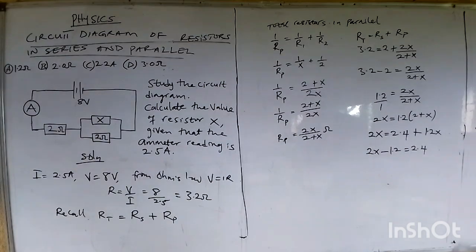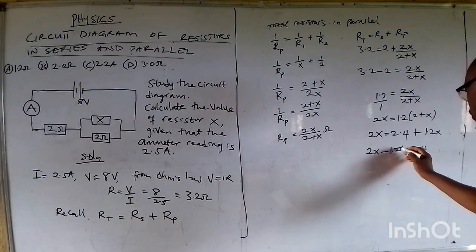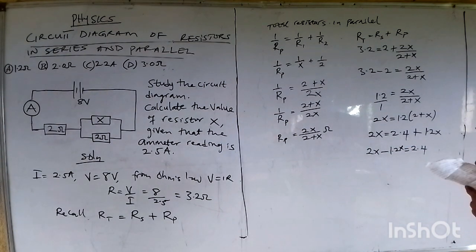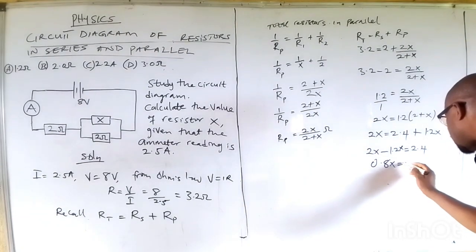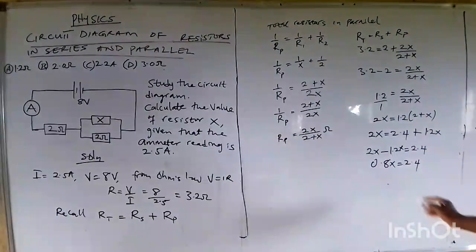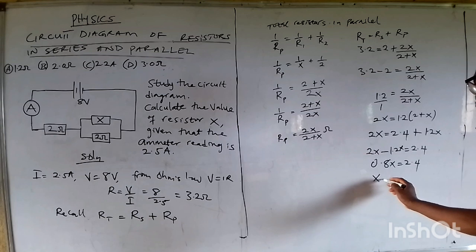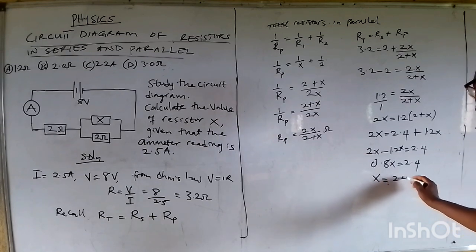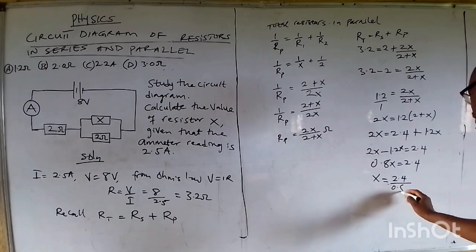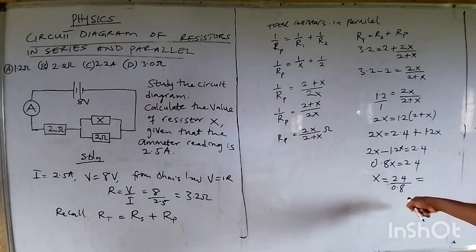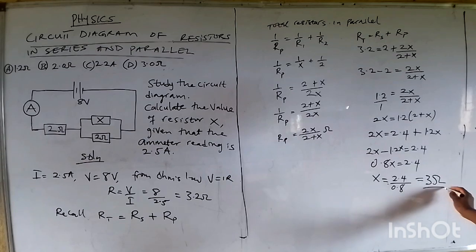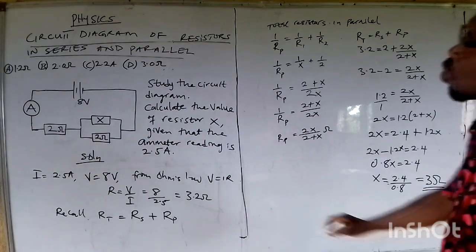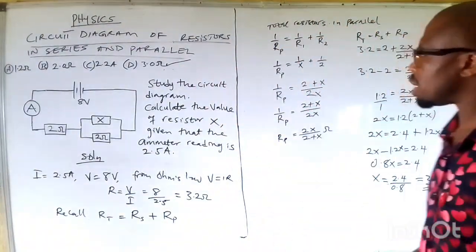Now 2x minus 1.2x will give us, from calculation, 0.8x equal 2.4. Now we're looking for x, make x the subject. x will give us 2.4 all over 0.8. And if we do that division, we are going to get 3 ohms as our answer. And of course, it corresponds to option D.